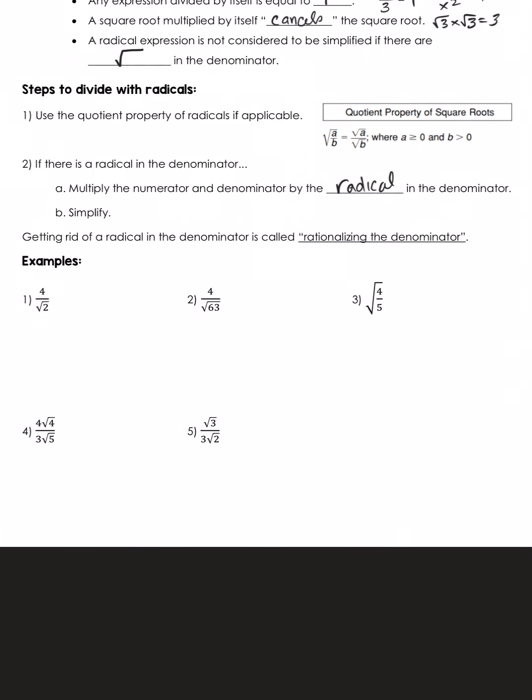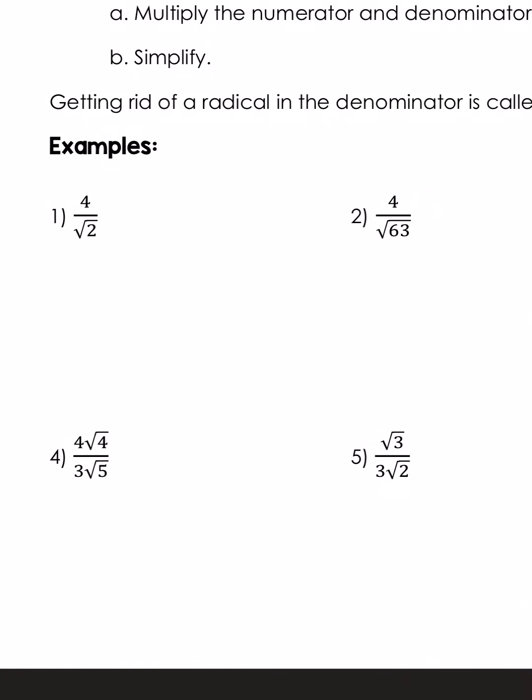So if we look at our first problem, I have 4 over radical 2. I can't use my quotient property here because I don't have a whole fraction in my denominator. I just have a radical 2. So in order to rationalize that denominator, in order to simplify this, I am going to multiply by the square root of 2 over the square root of 2. The square root of 2 over the square root of 2 is really just 1. So I'm multiplying by 1, which doesn't change the value of my problem.